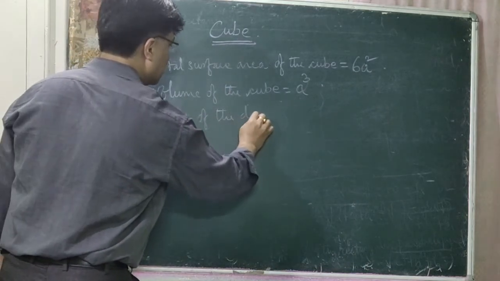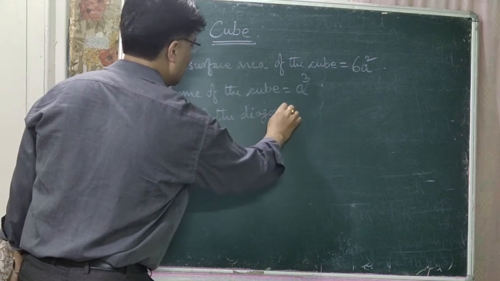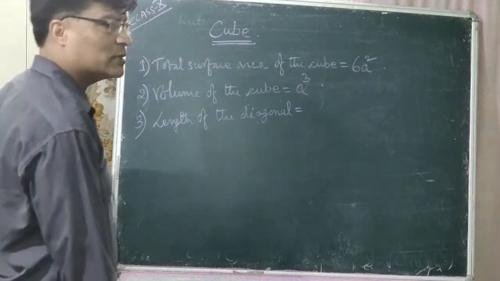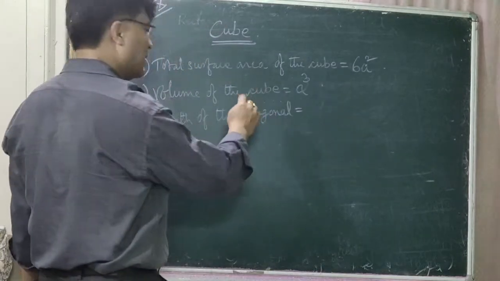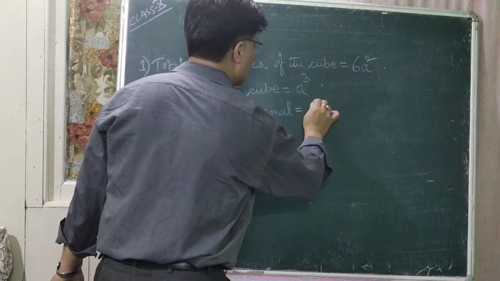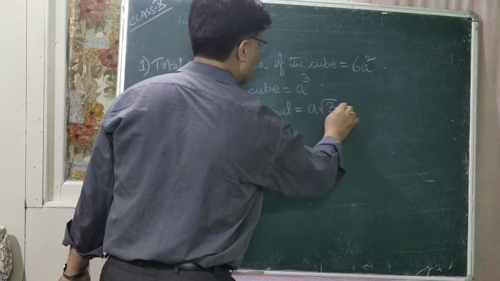So length of the diagonal is equal to, what is it? What is the length of the diagonal? Length of the diagonal will be equal to, what was the length of the diagonal? It is a root over 3.